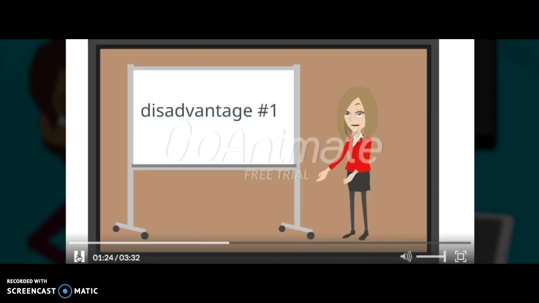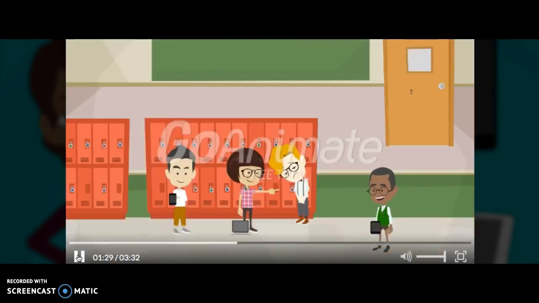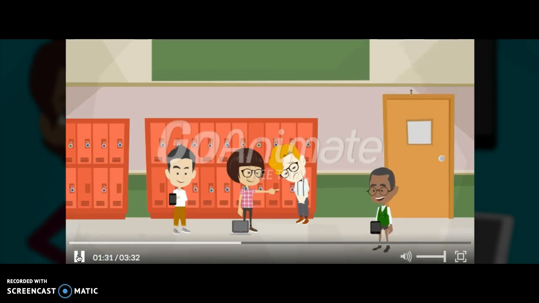Now for the disadvantages. We'll start with disadvantage number 1. One of the unfortunate effects of bringing your own device is the possibility that some students cannot afford the technology. Some students may not be able to afford the latest technology and some may not be able to afford the technology at all. That can be an embarrassment for those students.